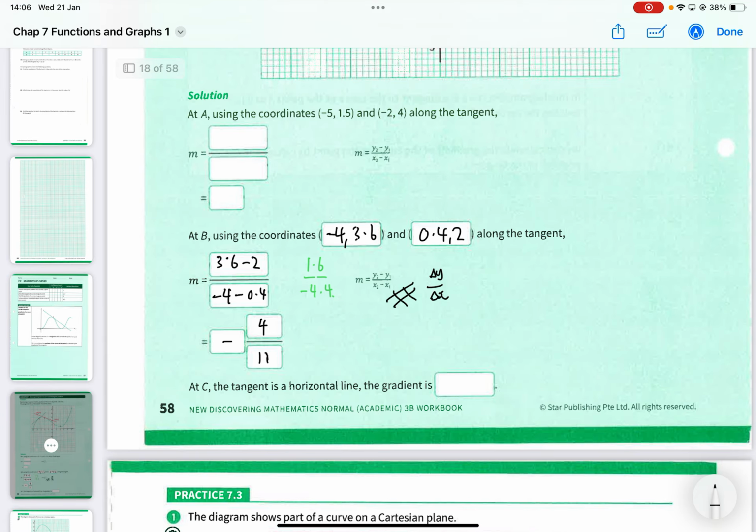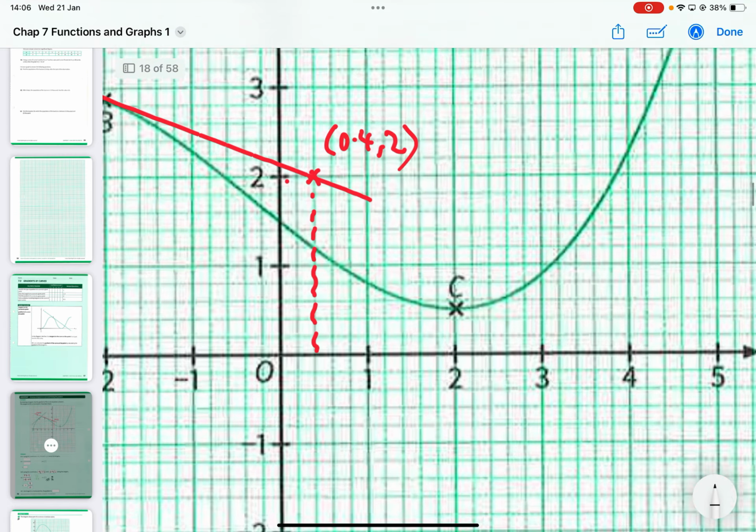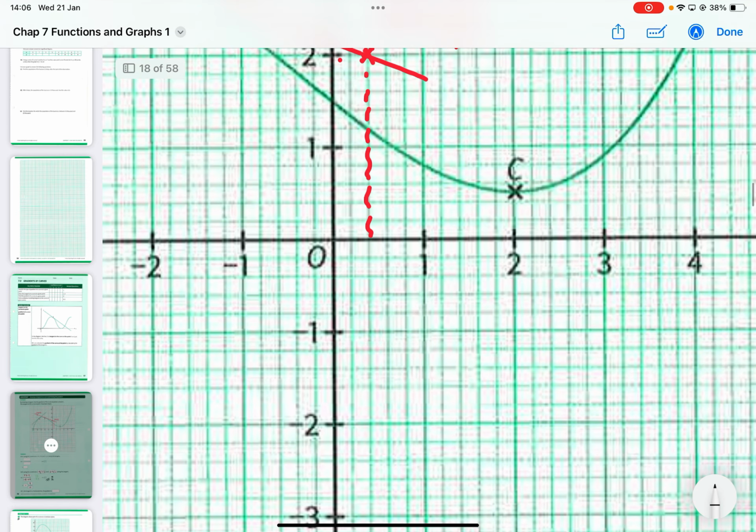Okay? At C, the tangent is a horizontal line. Meaning, I zoom in. This point here, the best fit of a tangent is horizontal. Can you see? The gradient keep changing. Then at this turning point, it is horizontal. Then after that, before it becomes positive. So at this point, the tangent is a horizontal line.